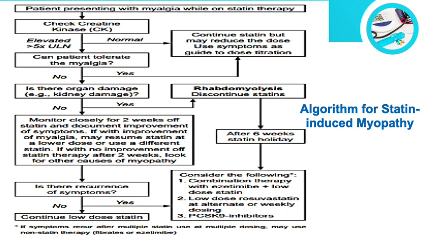For those patients who have discontinuation of statin due to rhabdomyolysis, we should have a 6-week statin holiday, after which we should consider the following: combination therapy with ezetimibe plus low-dose statin, and also a possibility of the use of low-dose rosuvastatin alternate or weekly dosing, or the use of PCSK9 inhibitors. This is the same if the patient has recurrence of symptoms after resumption of statin after 2 weeks of the medication.